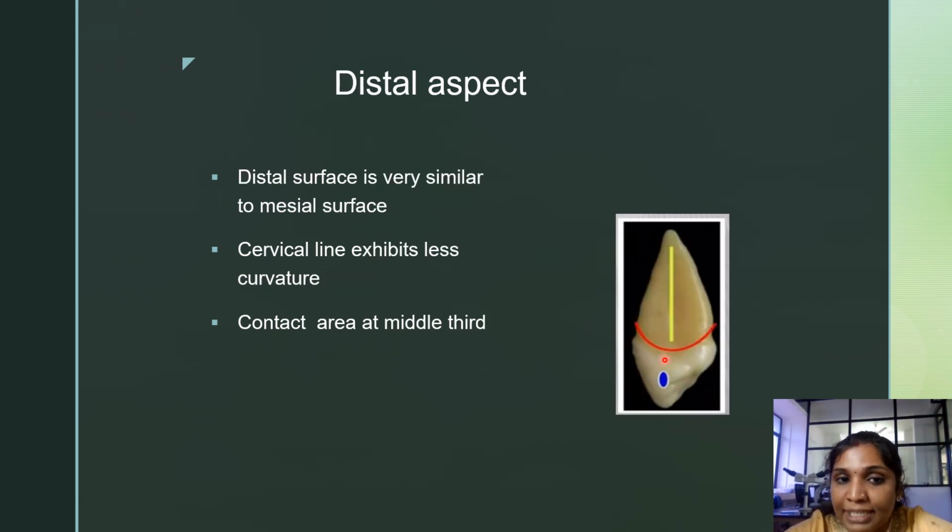About the distal aspect, the distal surface is very similar to the mesial surface in all other features. Some differences are that the cervical line exhibits less curvature compared to the mesial aspect, and the contact area is seen at the middle third, whereas the contact area in the mesial aspect is seen at the junction of middle and incisal third.